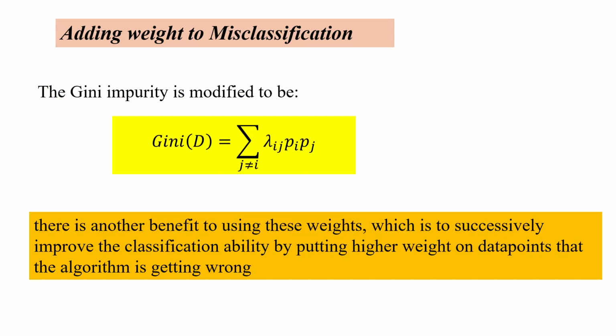For this, the Gini impurity is modified in this manner. You are taking the product of the probabilities multiplied by this lambda ij. We'll go through an example later on. However, I just mentioned the formula here.